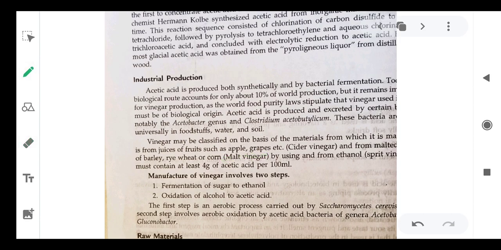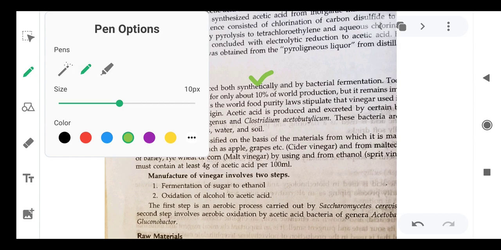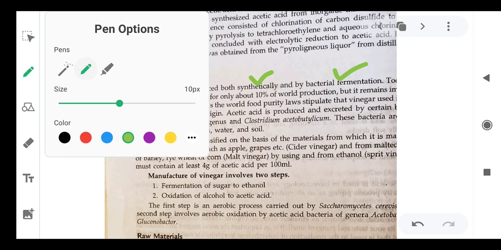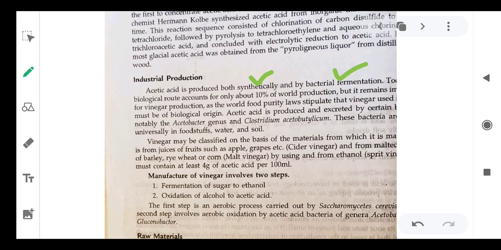Acetic acid is produced both synthetically and by bacterial fermentation. So you know that this is being produced both synthetically and by bacterial fermentation.